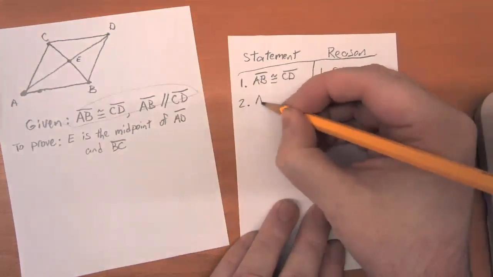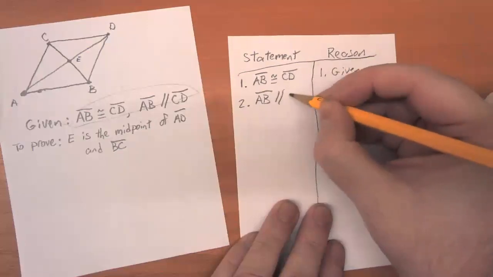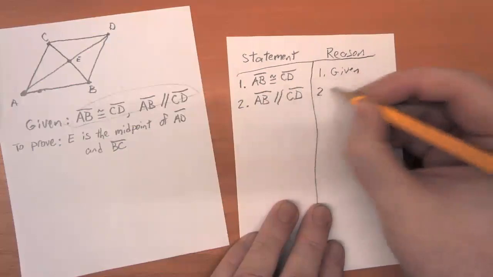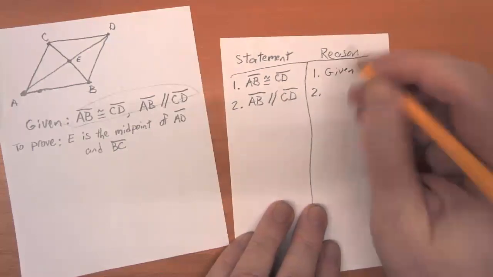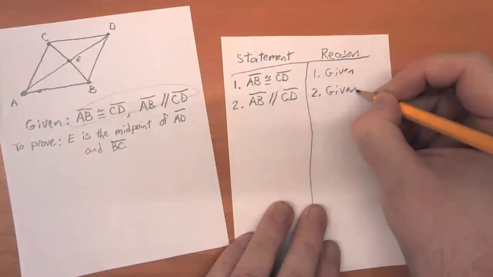2, AB, do you remember what that symbol means? It means it's parallel to CD. So those two line segments, if they were stretched out forever, they're going in the same direction. All right.